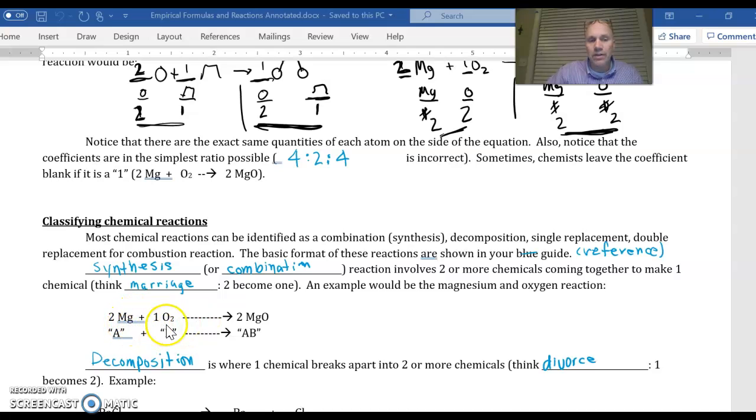In this particular reaction, notice in the beginning you have the magnesium and the oxygen, which are separate. And in the end, they are part of one compound. All right. So generically, we could say that this is A plus B yields AB.